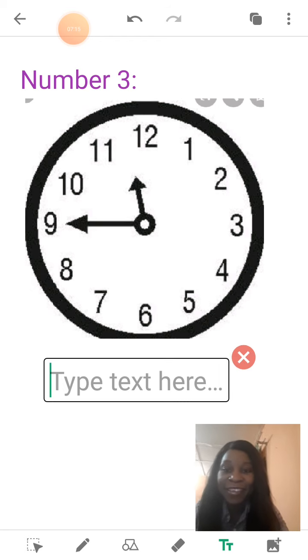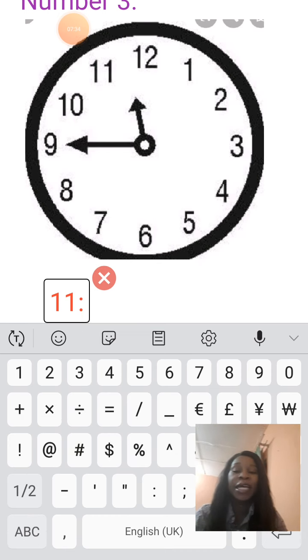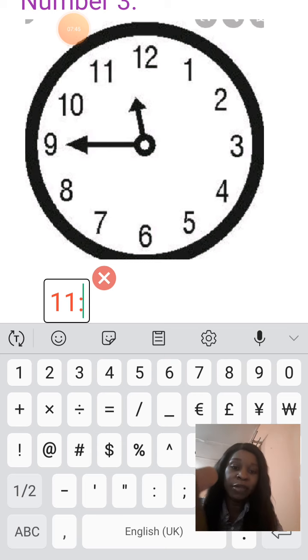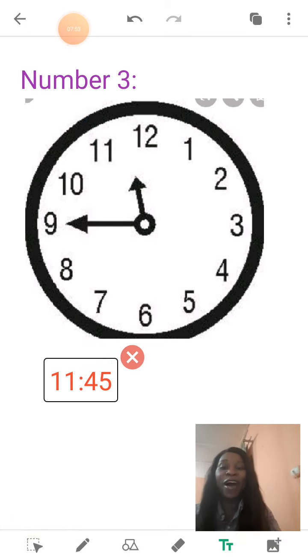I look at where the hour hand is touching and where the minute hand is touching. Remember, for digital time, you don't change the hour hand. Where the hour hand has just passed is the number you pick. So the hour hand here is 11, then our 2 dots, and then the minute hand is on 9. Now, how do we count? For us to get the original minute hand, we go back to 1. So we say 5, 10, 15, 20, 25, 30, 35, 40, 45. And my answer is 11:45.